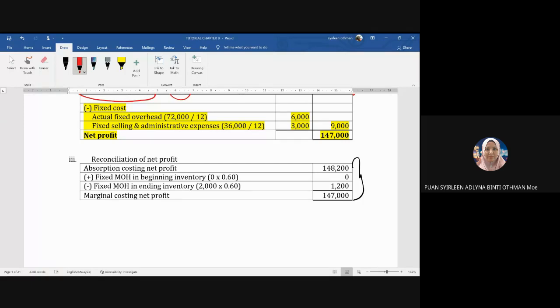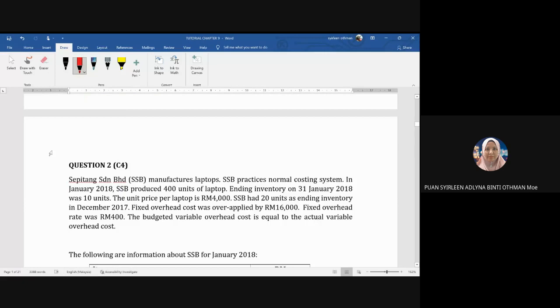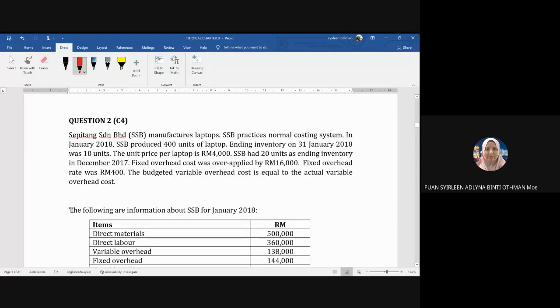Bab ni tak susah. Cuma kerja dia banyak dan penat. Sebab setiap soalan dia mesti ada 2 statement. Okay, so dia jadi penat sebab kena buat statement. Okay, alright. We go to the next question. Question 2. Okay, question 2. Kita tengok dia punya info dulu. Alright, kita guna normal costing.